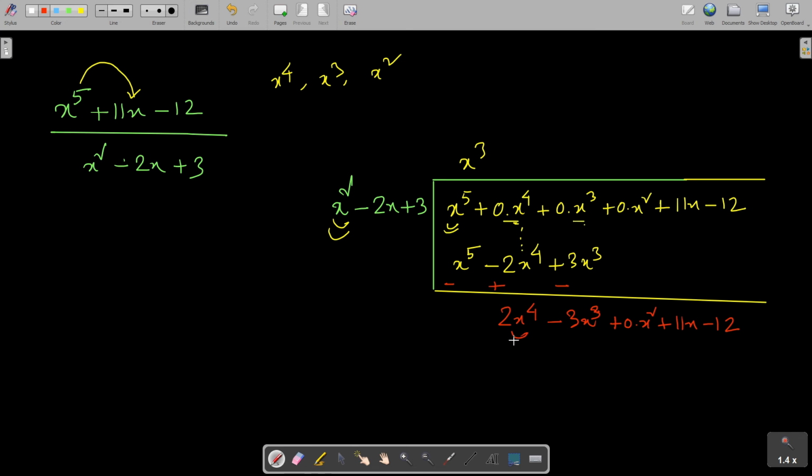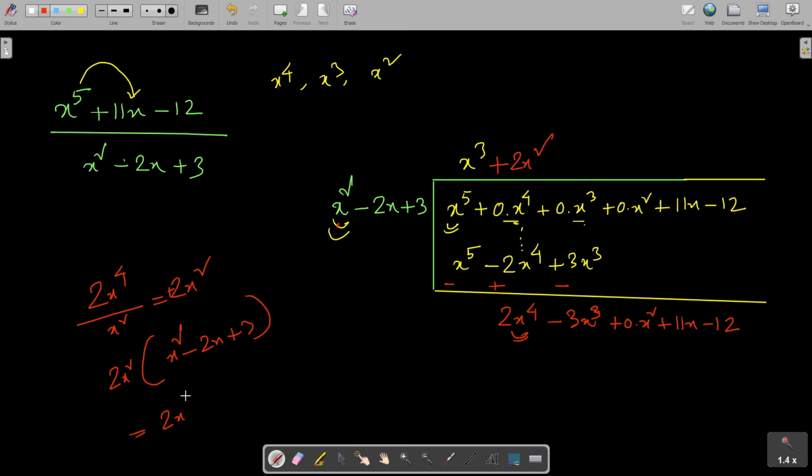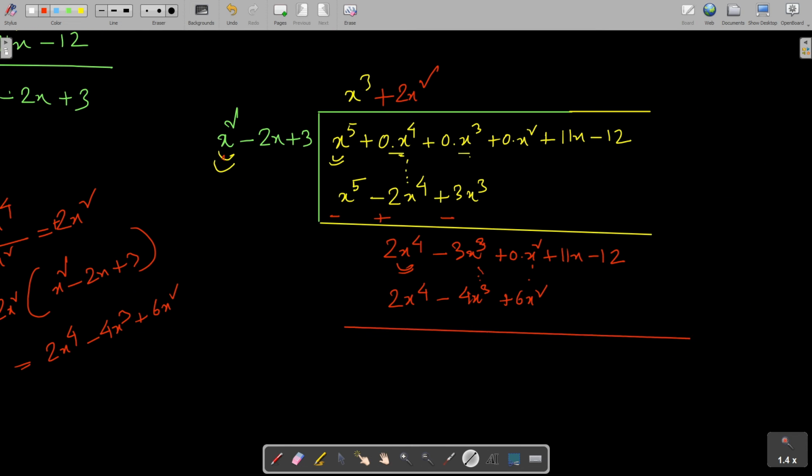The first term, we have 2x to the power 4 and x squared over here. So we'll do 2x to the power 4 divided by x squared. So the answer is 2x squared. So we'll write here plus 2x squared. So what we'll have to do, we'll have to multiply the 2x squared with the divisor. Let's see what do we get. We'll get 2x to the power 4 minus 4x cubed plus 6x squared. So we'll write it as it is. We got 2x to the power 4 minus 4x cubed plus 6x squared. See, I'm writing everything below the like terms. After that, what we'll have to do, we'll simply do subtraction.